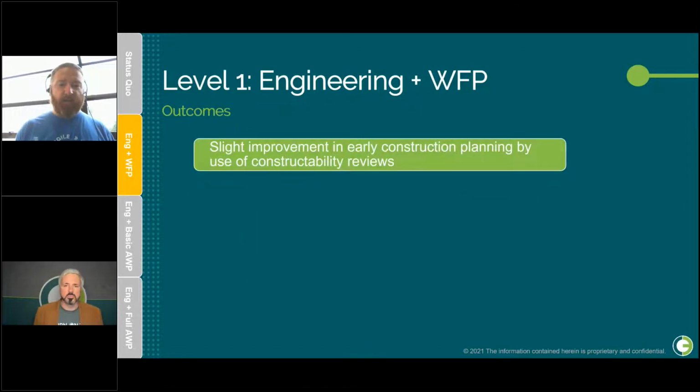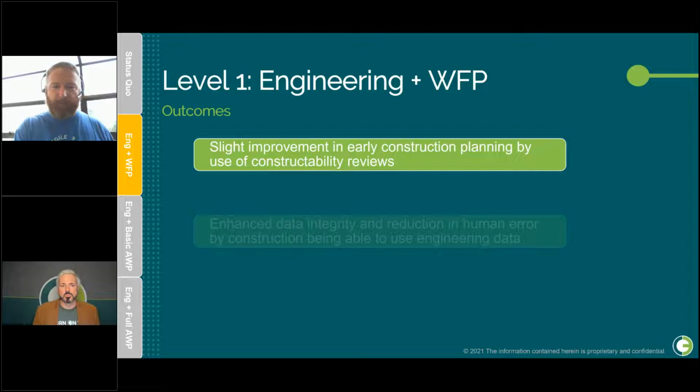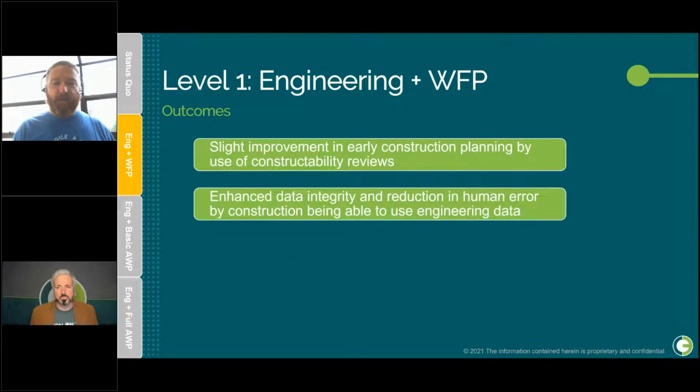So what does this do to us in terms of outcomes? We're seeing a slight improvement in early construction planning by the use of constructability reviews. At least construction is being brought to the table. We're getting enhanced data integrity and reduction in human error by construction being able to use the engineering data. It doesn't have to be somebody sitting in the field typing it in and making mistakes transposing that data.